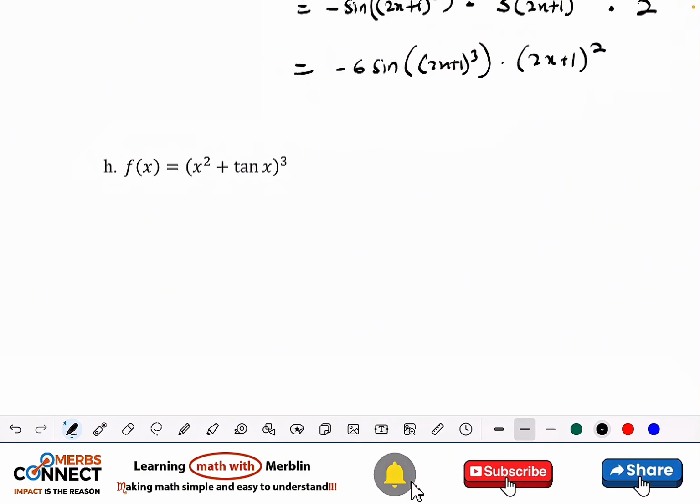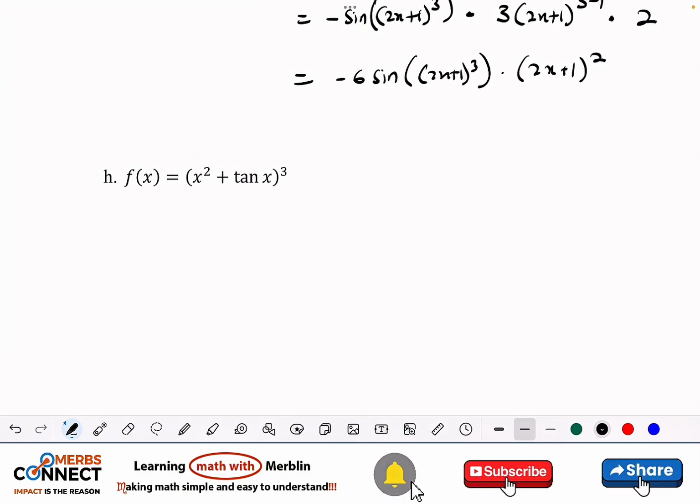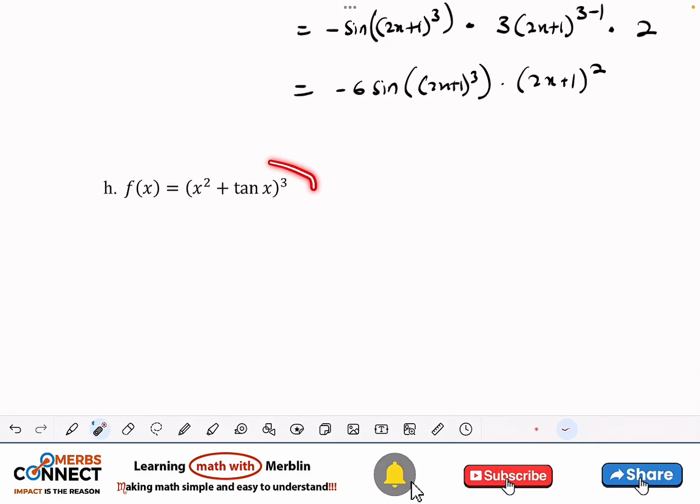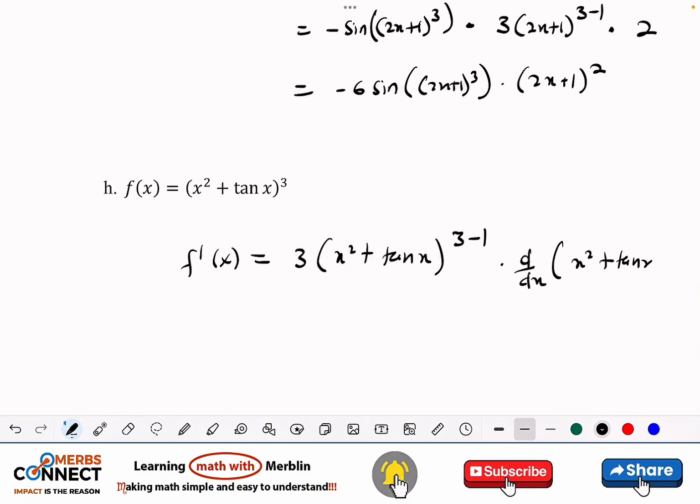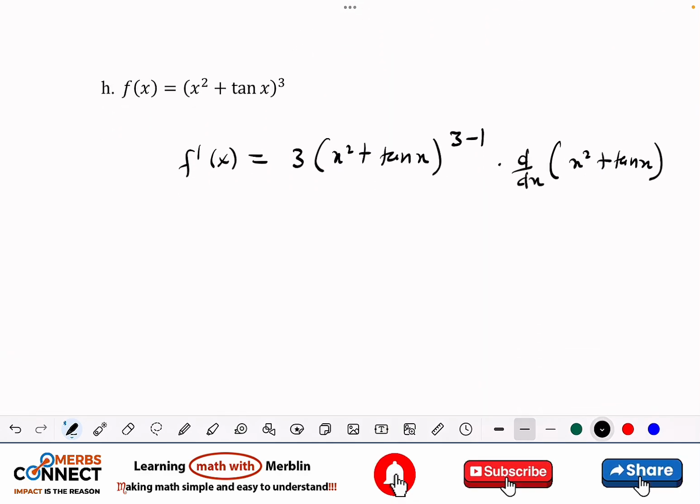There we go. So how are we going to do this? This is kind of like the chain rule again, going with the power rule, and we have the sum rule also inside. So f prime of x, let's apply the chain rule, power rule first. So 3 drops down, (x squared plus tan x), then 3 minus 1. Then now I differentiate what is inside the parenthesis, what is x squared plus tan x. So now what am I going to get? I'm going to have 3 (x squared plus tan x) to the power 2, times. Now differentiate what is here.